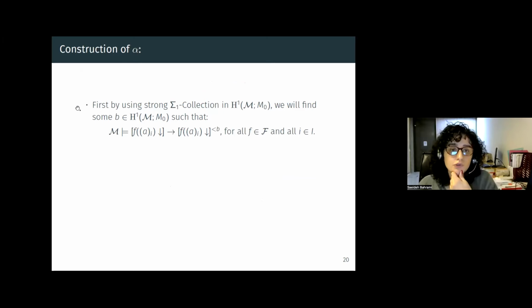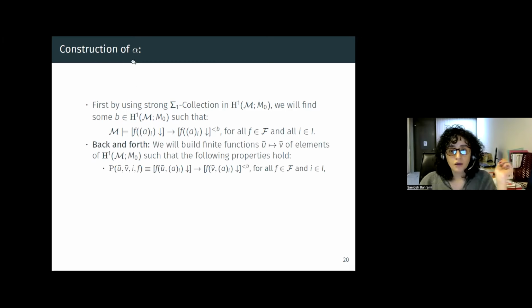In order to construct this alpha, our method is back and forth. First, let's fix some B, because we have a strong sigma 1 collection in H1 of M and M0. We can find some B which can serve as an upper bound for the image.